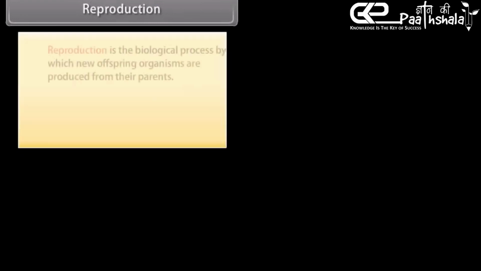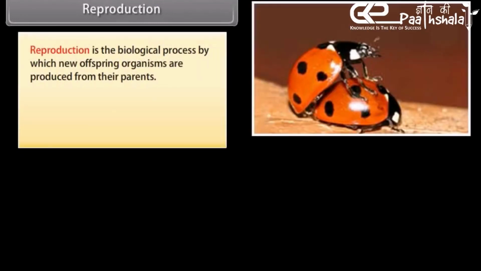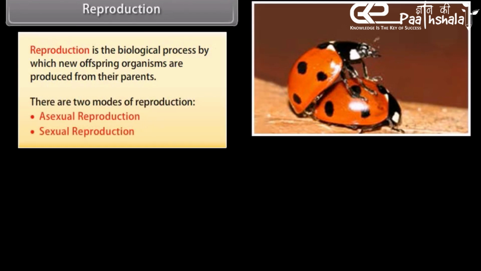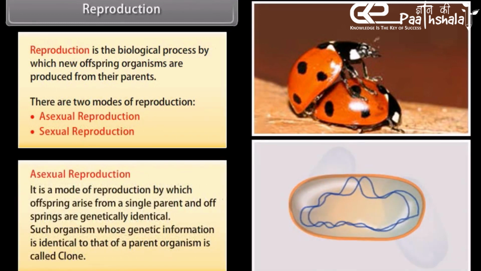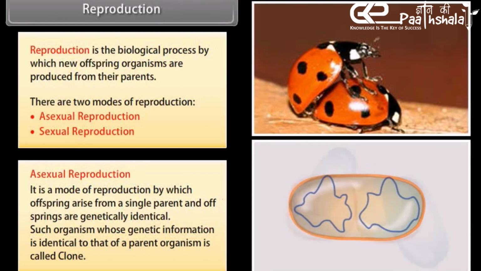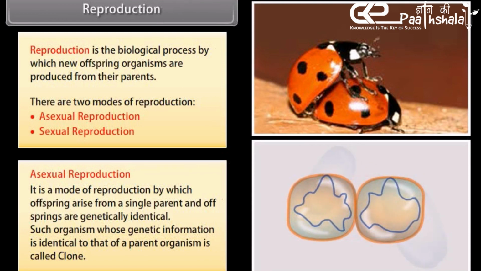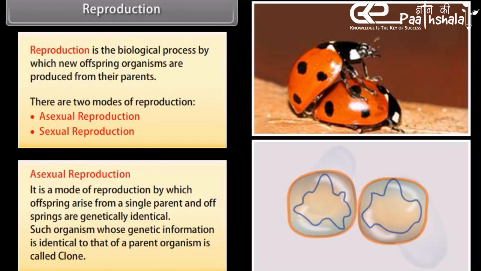Reproduction. Reproduction is the biological process by which new offspring organisms are produced from their parents. There are two modes of reproduction: asexual reproduction, sexual reproduction. Asexual reproduction. It is the mode of reproduction by which offspring arises from a single parent and offsprings are genetically identical. Such organisms whose genetic information is identical to that of a parent organism is called clone.